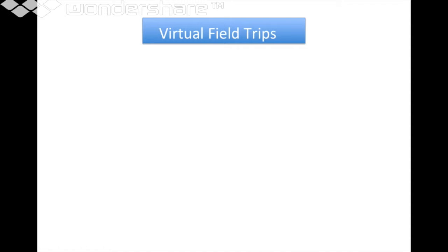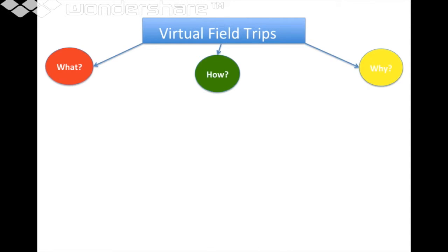In order to explore this topic, I asked 3 questions, and I chose 3 colors of a traffic signal to represent them. The first question, what, is in a red circle. I use red to remind me to stop and think. What are virtual field trips?